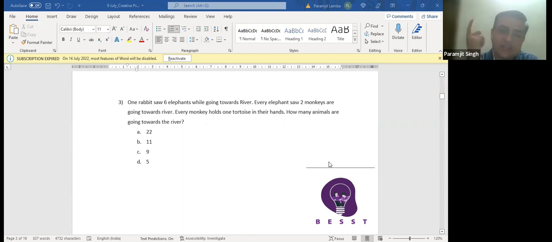One rabbit saw 6 elephants while going towards the river. Now, every elephant saw 2 monkeys going towards the river. Every monkey was holding 1 tortoise in their hands. How many animals are going towards the river? 1 rabbit, 6 elephants, 2 monkeys, 1 tortoise per monkey. Khushi, why do you say 11?